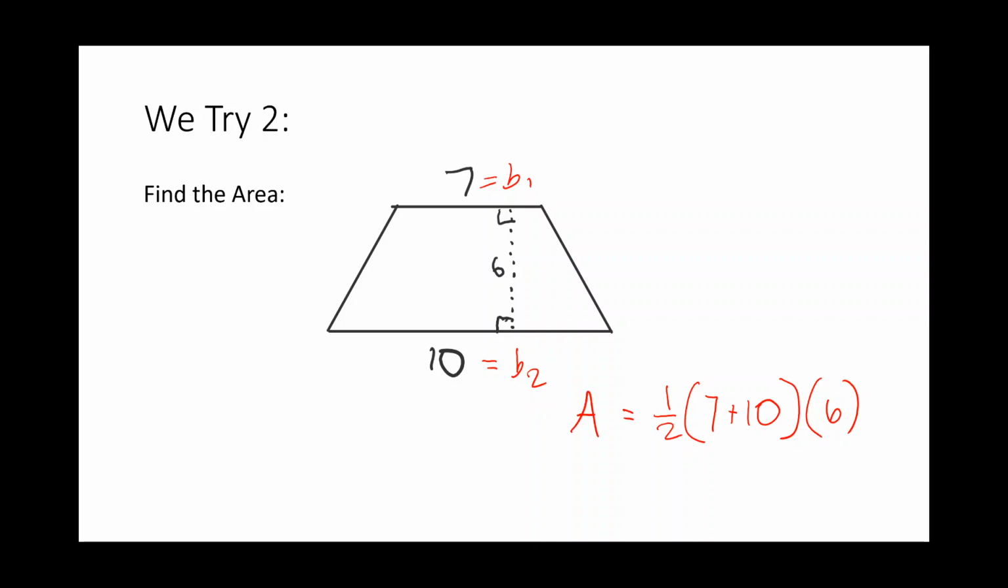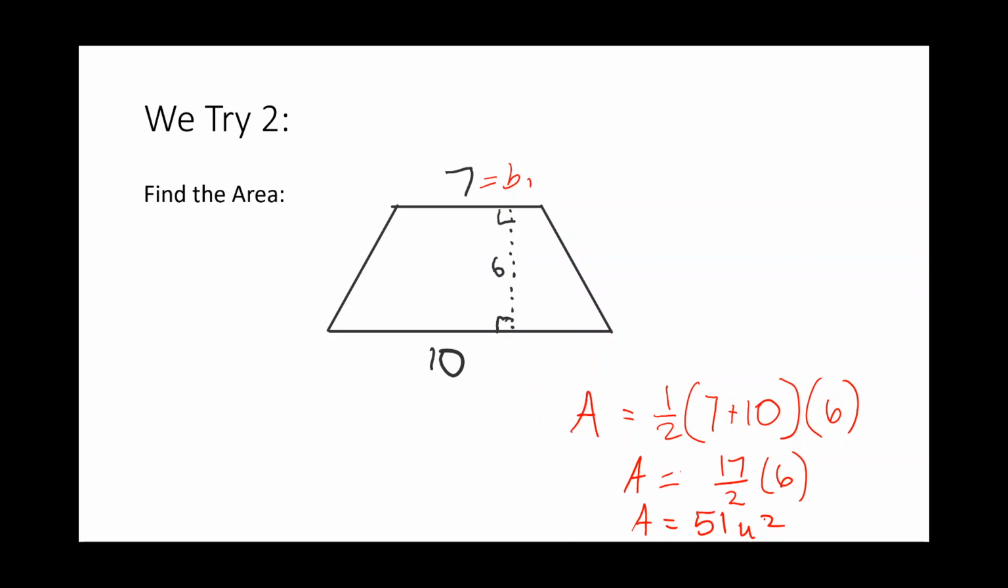7 plus 10 is 17. So I'll have 17 halves times 6. I'm going to need to pull out a calculator for this one. So I pull out my Casio FX260 Solar, and I type in 17 divided by 2. That'll give me 17 halves. Then I want to multiply times 6, and that'll give me 51. So my area is 51 units squared.